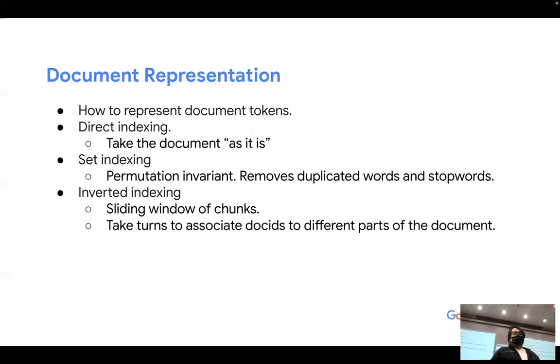The first is direct indexing. We just take the document as is and map it to the doc ID. The second method we try is set indexing. This is permutation invariant, so the order doesn't matter. We basically remove stop words and duplicated words, and then we use that as the document tokens. The last one is that we take sliding windows. One doc ID can be associated with multiple chunks of the same document, and throughout the training, it takes turns associating the document ID with different parts of the document.